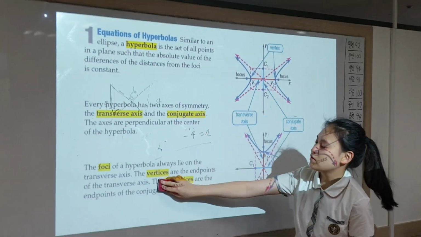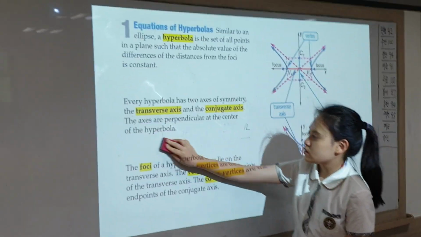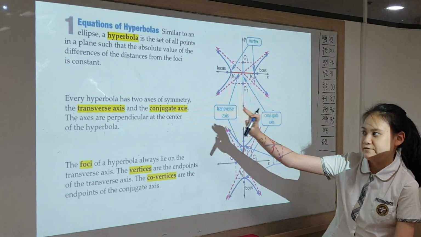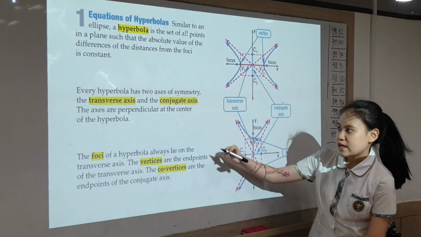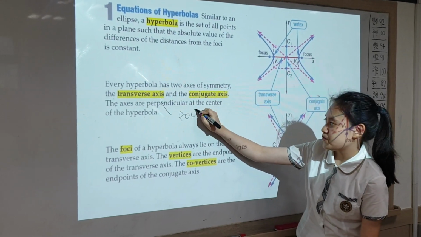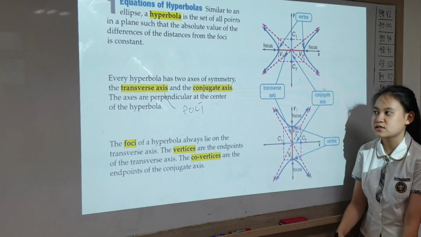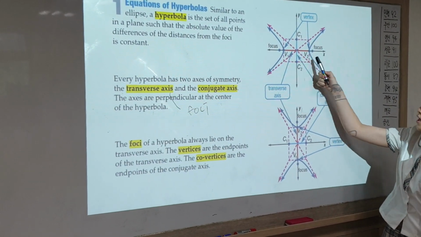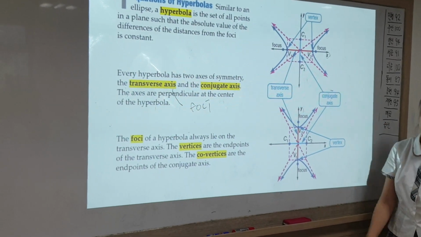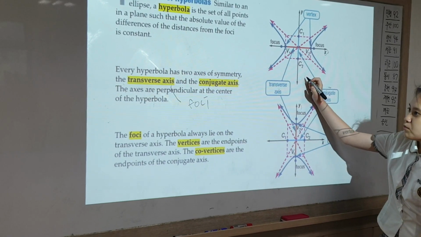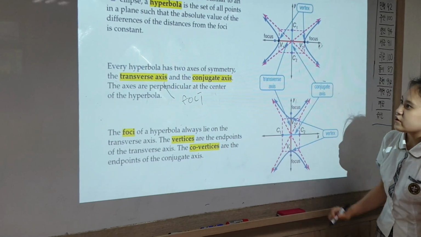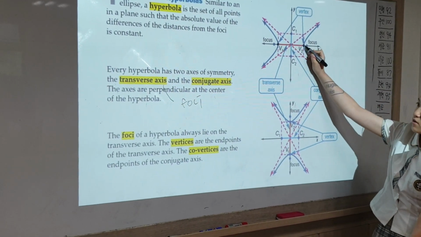First of all, we have the axis of symmetry. There are 2 types of axis of symmetry. The first one is the transverse axis. Note that the transverse axis always lies where the foci are. So the first step to find the transverse axis is to find the foci. Here, the foci lie on the x-axis, so the transverse axis also lies on the x-axis. The endpoints of the transverse axis are the vertices, which will be this point and that point. Therefore, the transverse axis is from here to here.